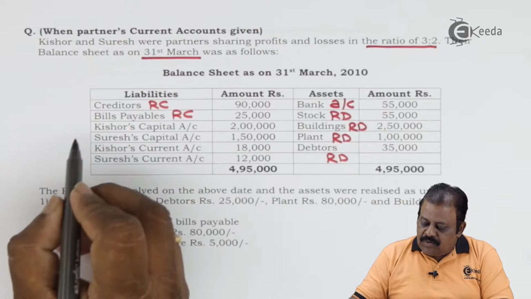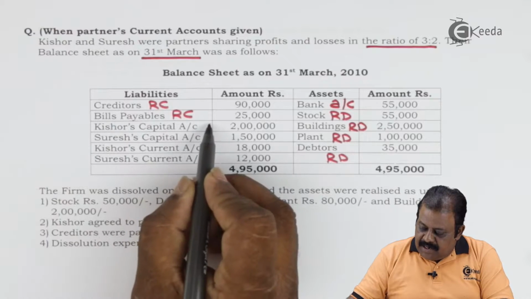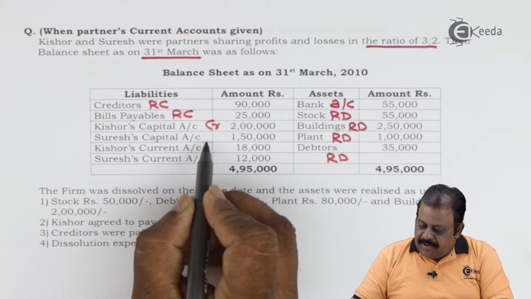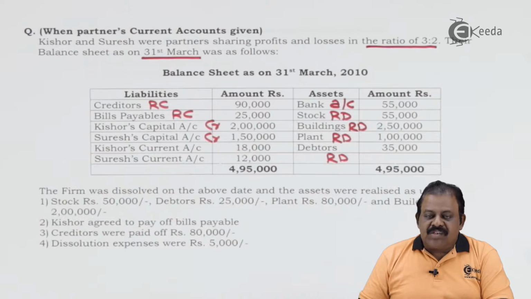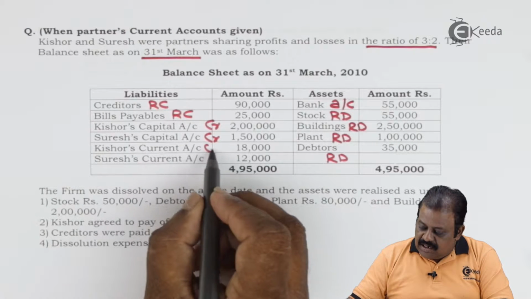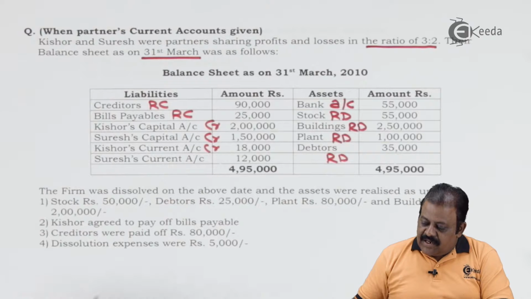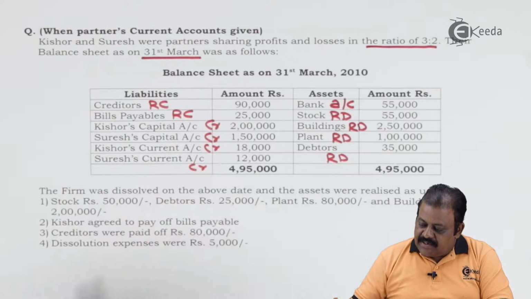Kishore's capital account, his capital account credit. Suresh capital account, his capital account credit. Kishore's current account, his current account credit. Suresh current account, his current account credit.